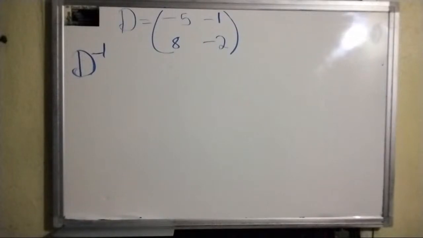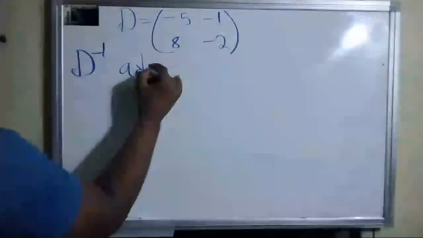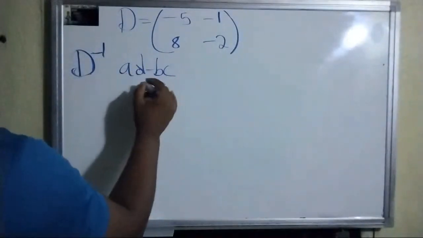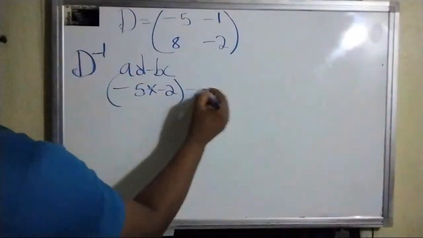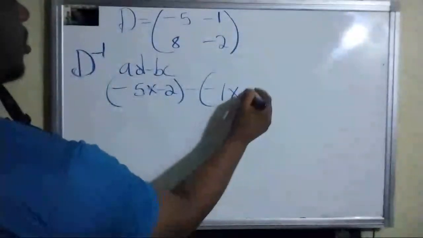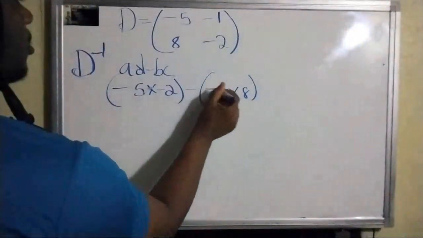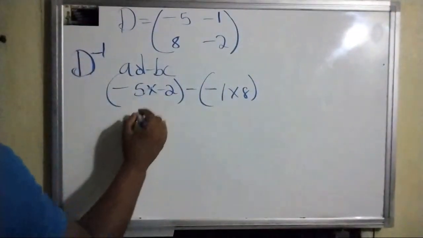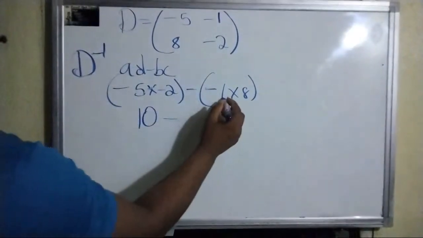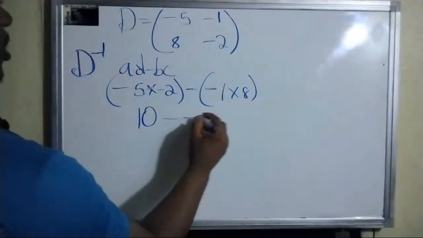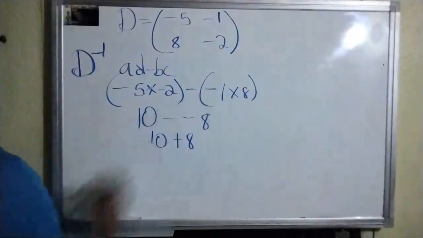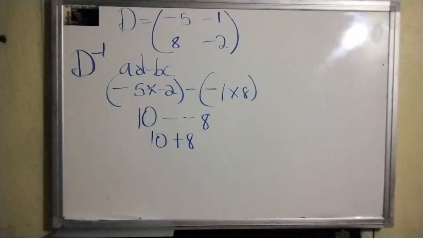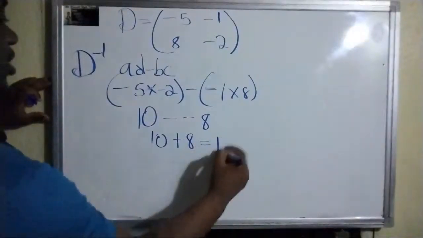Let's find the inverse. So it's AD minus BC. That would be negative 5 times negative 2, bracket it out, minus 1 times 8. Negative times negative is positive 10, minus 1 times negative 8, that's negative 8, so this becomes plus. So it's 1 over 18. So 18 is the determinant.